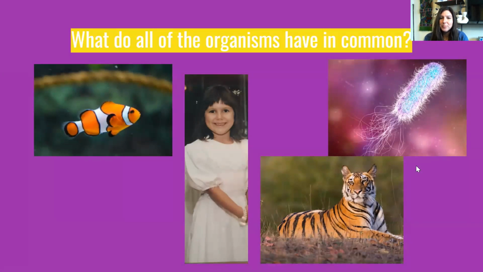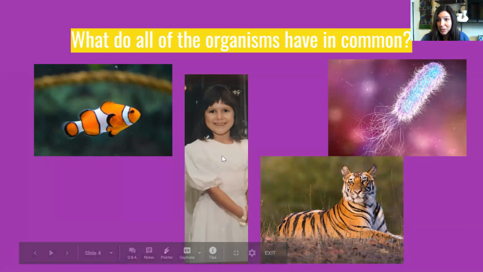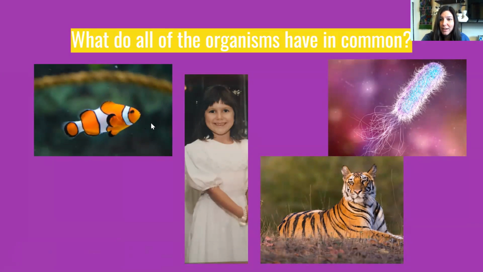All right, so a bunch of different organisms. The question is, what do all these organisms have in common? We have bacteria, a tiger, this adorable little child, which happens to be me, and a fish. What do they all have in common? I wish I could take hands, but I can't. What they all have in common is they're all made of cells, and they're all made of cells that contain DNA.